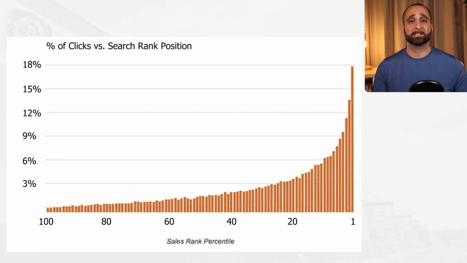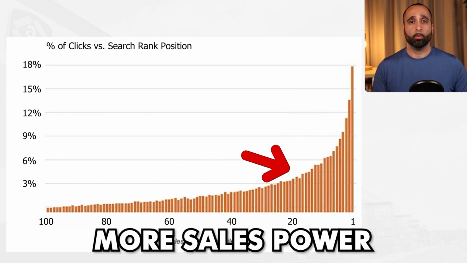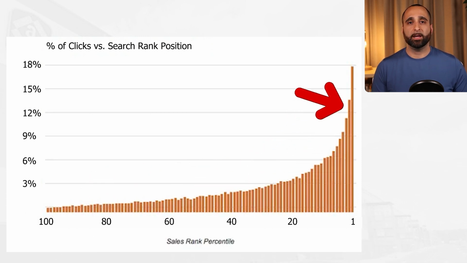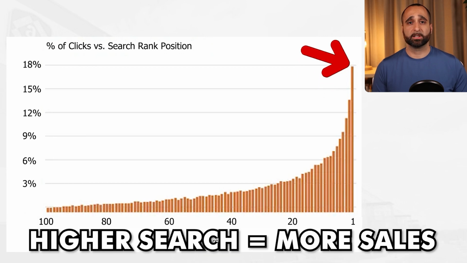It shows how sales change depending on where products rank in search results. See how the top product gets the bulk of the sales, followed by the second, third, and so on. It is not just a linear progression with each step. The ranking brings more sales power. So the higher your product climbs in those search results, the more sales you're going to get.